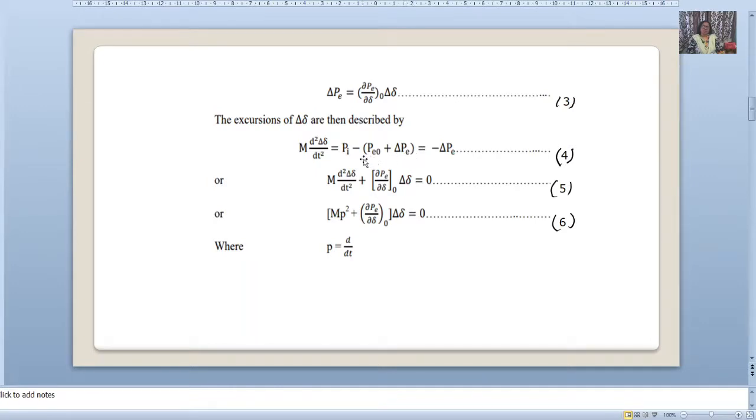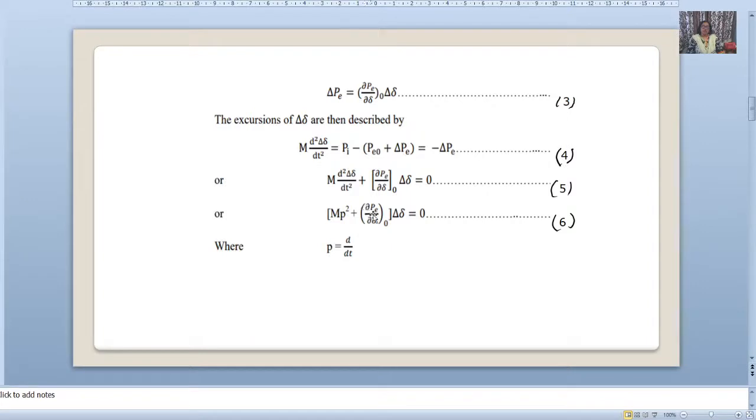At the initial stage, at steady state, Pi is equal to P0. So this equation 4 will become M d2 delta del upon dt square is equal to minus delta Pe, as these two are equal. Now M d2 delta del upon dt square is equal to minus del Pe upon del del at del 0 into delta del. This delta P we have written from equation number 3; we have put equation 3 into equation 4.